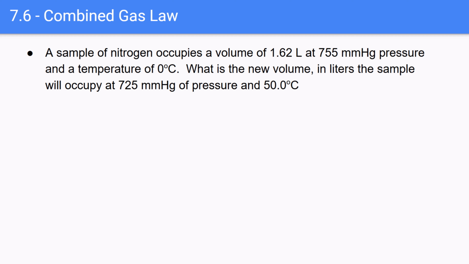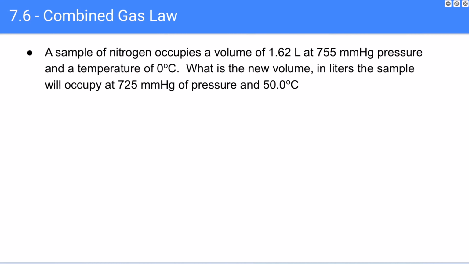So I've got an example here. It says a sample of nitrogen occupies a volume of 1.62 liters at 755 millimeters of mercury of pressure and a temperature of 0 degrees Celsius. What is the new volume in liters the sample will occupy at 725 millimeters of pressure and 50 degrees Celsius? So again, use the equation we just looked at previously. P1 times V1 over T1 equals P2 times V2 over T2. We'll do a little bit of algebra, we'll solve, and then we will see what this looks like. Be with you in just a moment.